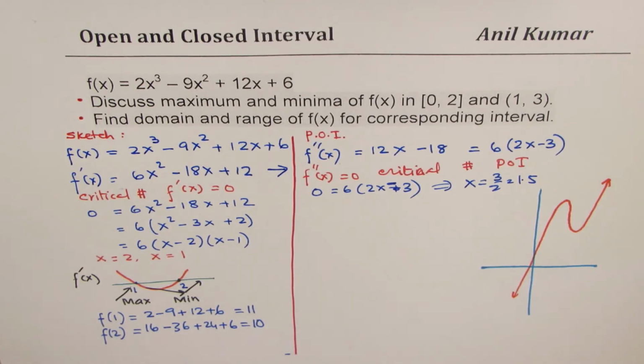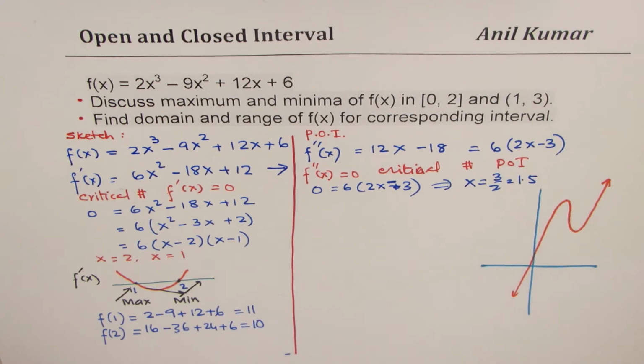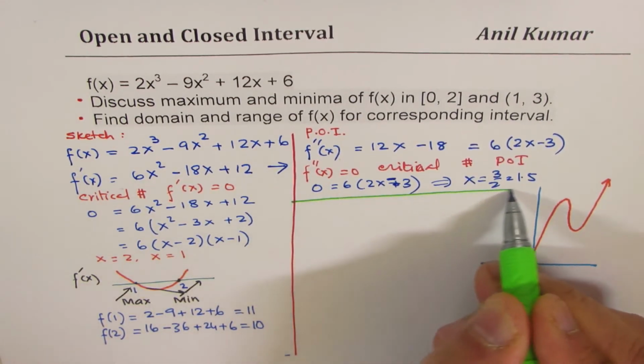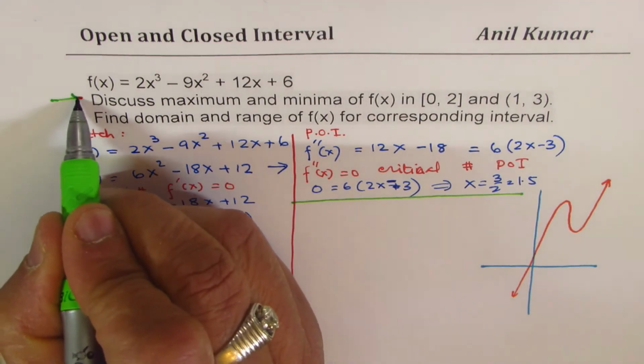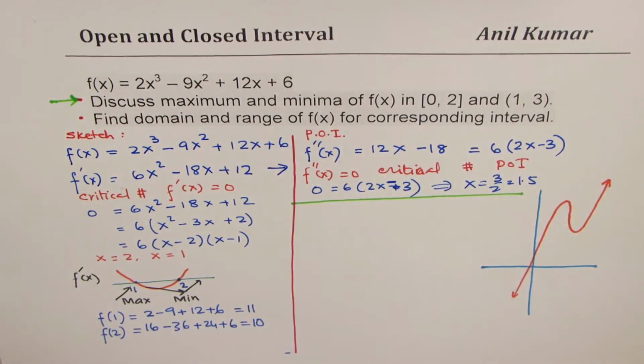So it's good to find. Since we're talking about the interval 0 to 2, let's start our discussion, and then gradually we'll find all these values. Okay, so now we'll begin with our solution. We are doing the first part now. We'll discuss maximum and minimum in the closed interval and in the open interval, right? So let's begin with the closed interval.